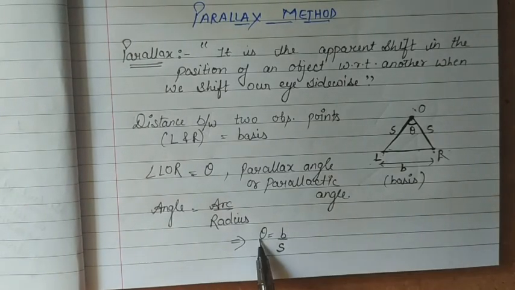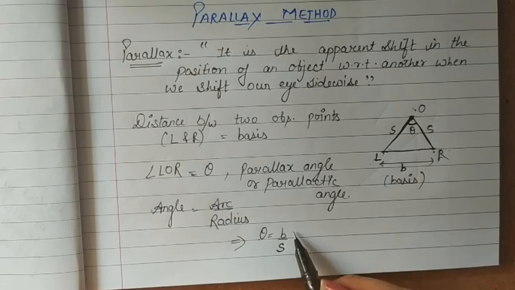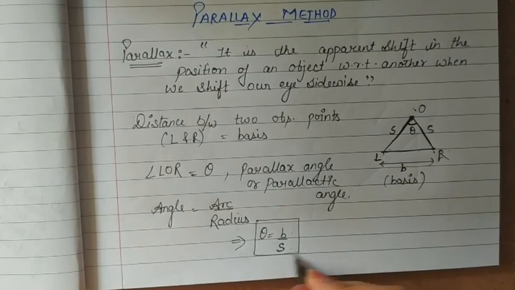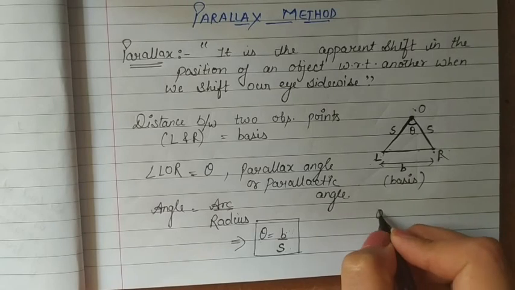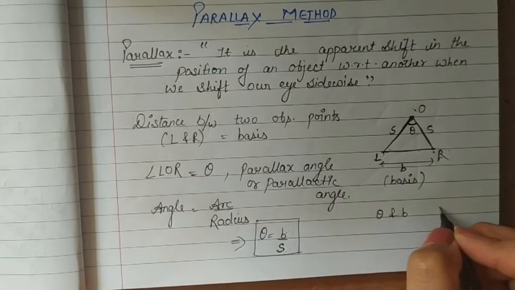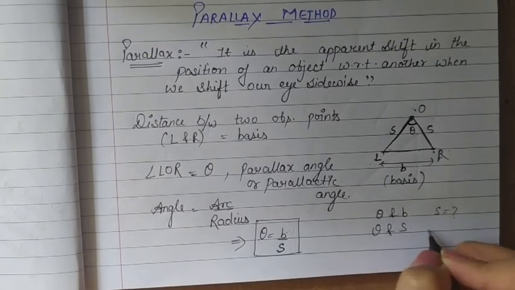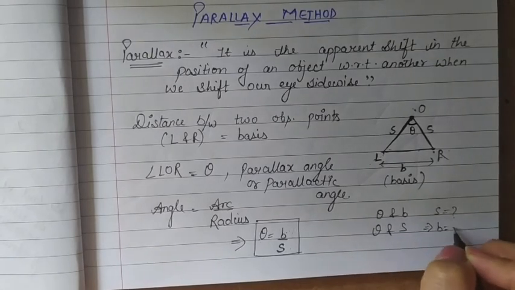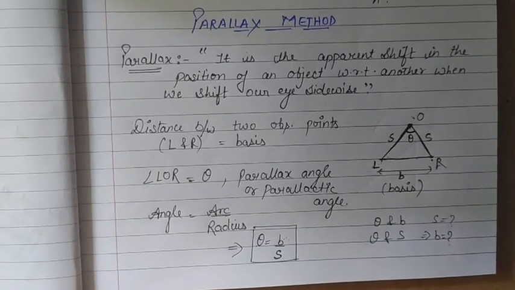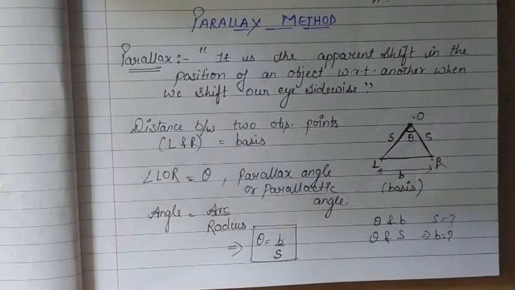Now by knowing the value of theta and any one of the quantities b and s, we can find the remaining one. Okay, now we have three quantities. Theta is equal to b upon s, that is, angle is equal to arc upon radius. So if we know theta and b, we can find s, and if we know theta and s, we can find b. So this is the principle that we use while applying the parallax method.